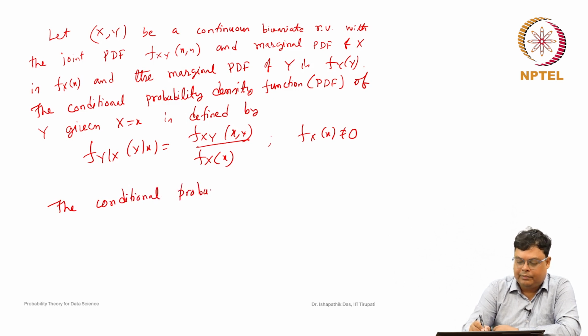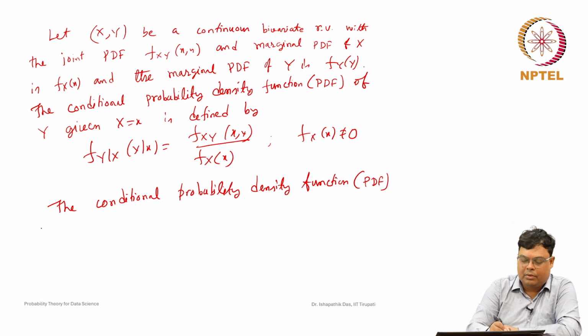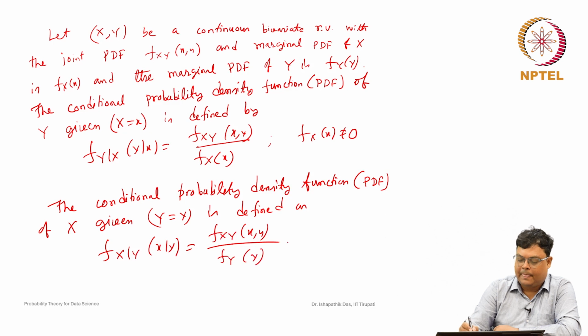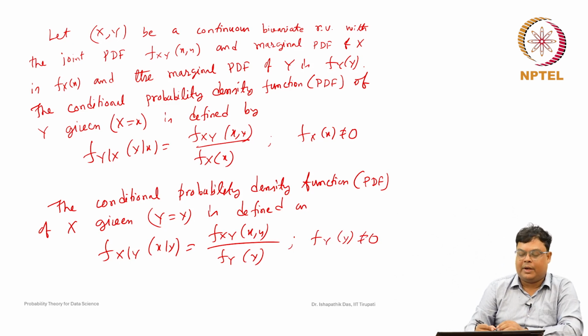And the conditional probability density function, P.D.F., of X given Y equal to some value y, is defined as f(x|y), the joint probability density function divided by the marginal, when f_Y(y) is not equal to 0. So, this is the definition of the conditional probability density function.